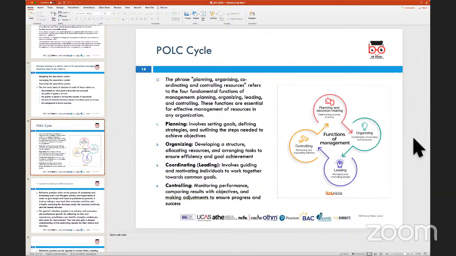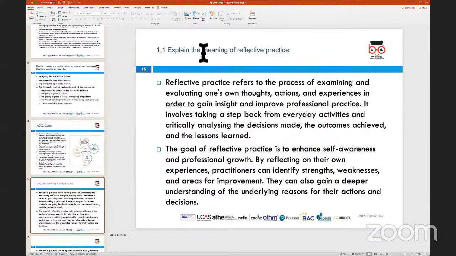Controlling tends to be monitoring performance and comparing results and objectives against the benchmarks which were set initially when planning was done. Some of this could be done through year-end appraisals and reviews done by the management. And this is where, when we talk about the operations cycle or operations management, you would generally see the POLC cycle being utilized.